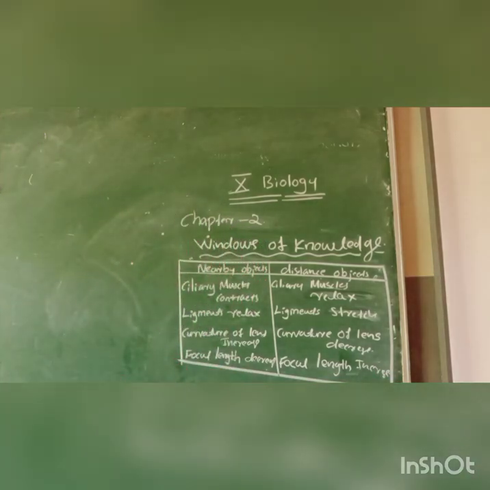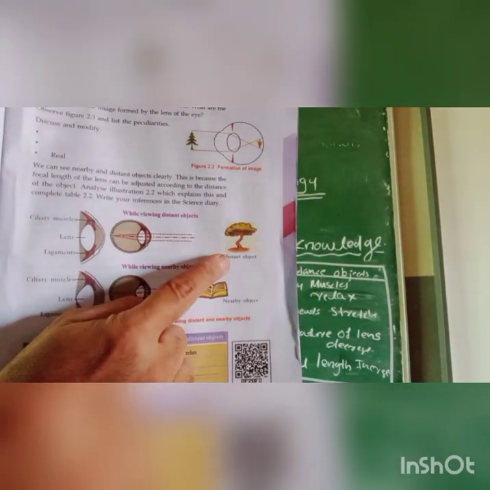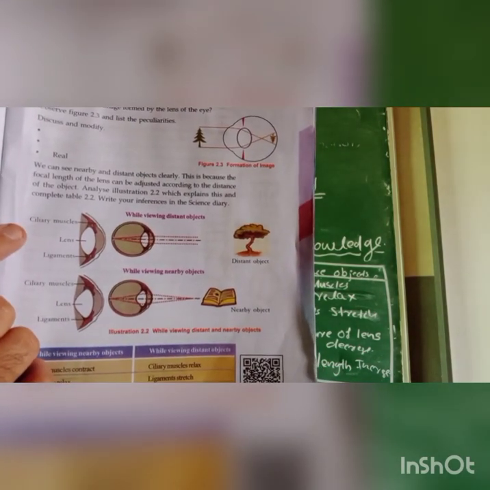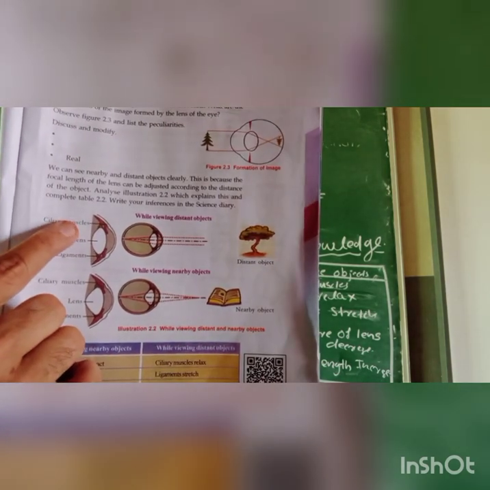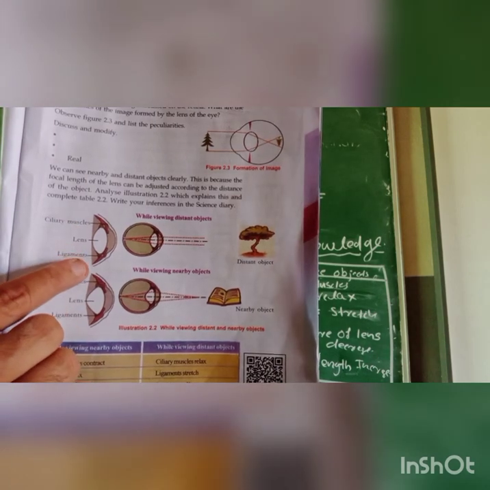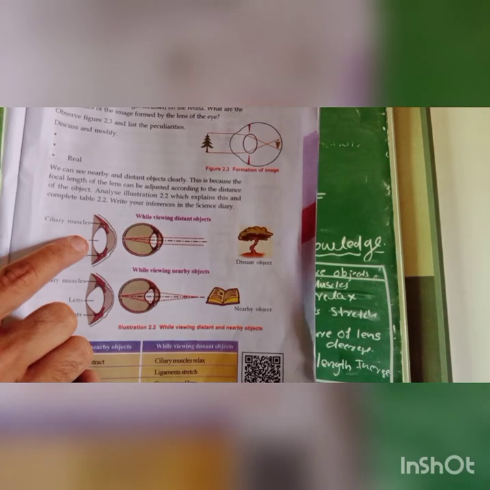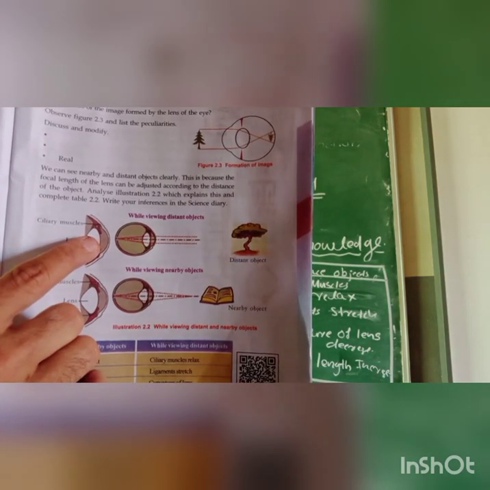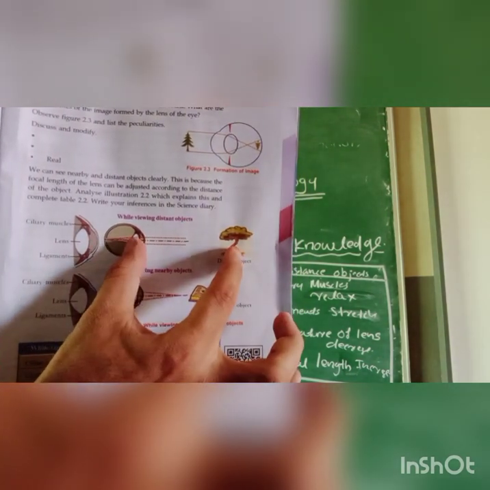Okay, I will again tell you today's topic. When you watch a far object, three parameters change. Far object means distant object: the ciliary muscle relaxes, and the ligament stretches. This is the ligament. The curvature of the lens decreases. Curvature means width, this width is decreasing. Understood? What increases? Focal length. Look, here less focal length, here more focal length.